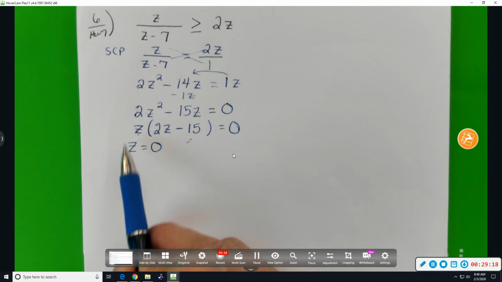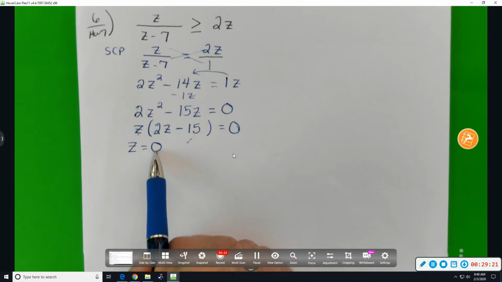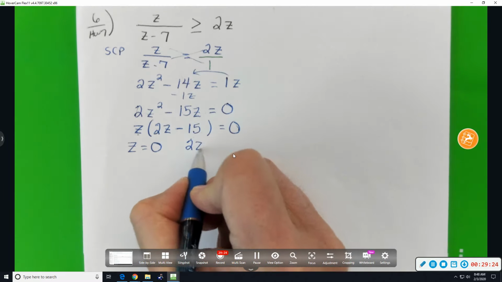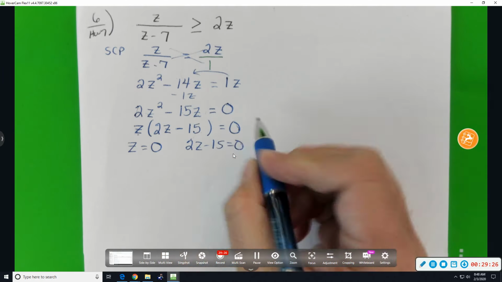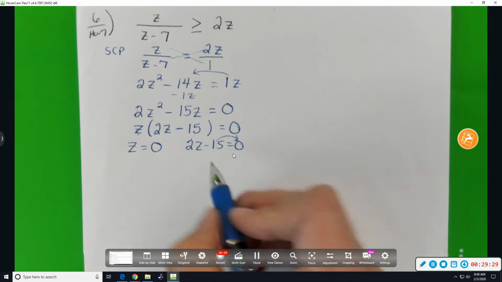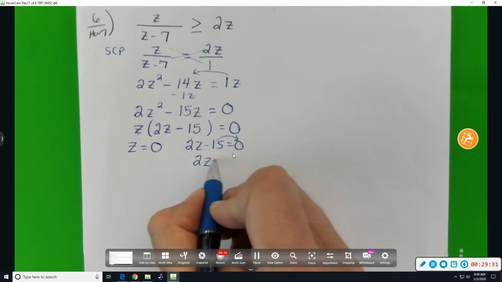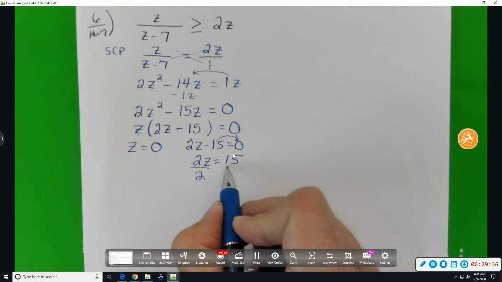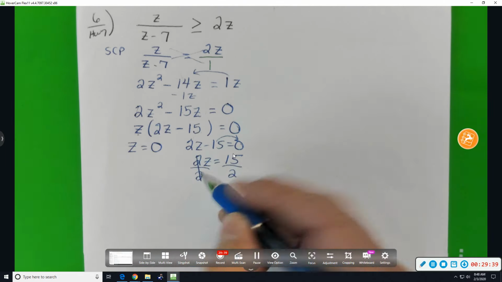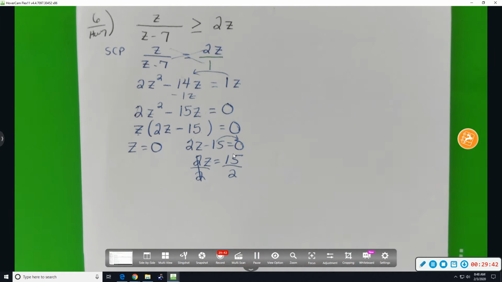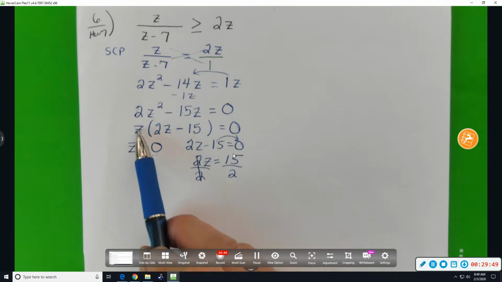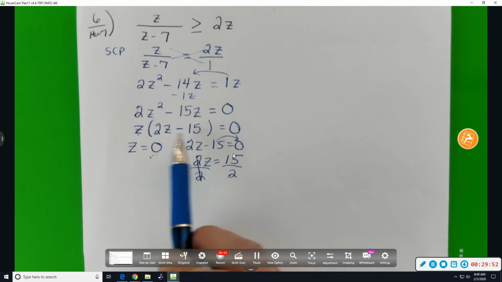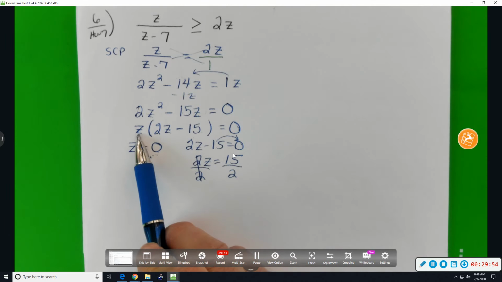So when I set z to 0, that's one of the cut points. Then I set 2z minus 15 to 0. Now isolate the z. What would I do? I would move the 15 over and divide by 2. The thing that's tricky here is that 0 is a cut point. A lot of times students will get the 15 over 2, but forget, you're setting every factor equal to 0. Okay, and that z is certainly a factor.